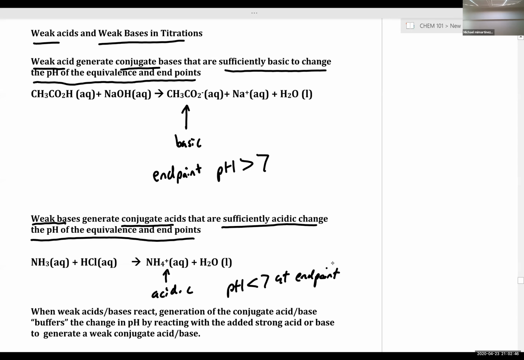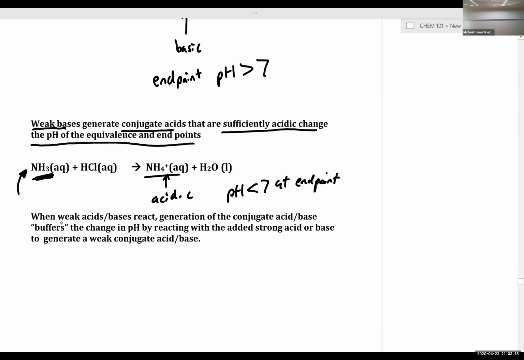Now, there's a special word. So if we compare our base and our conjugate acid, what do we call a solution that's a mixture of an acid and the conjugate base? We talked about these solutions just a while ago. What type of solution, what type of reaction does this look like to everyone? Buffers, exactly right. When weak acids and weak bases react, generation of the conjugate acid or base buffers the change in pH.